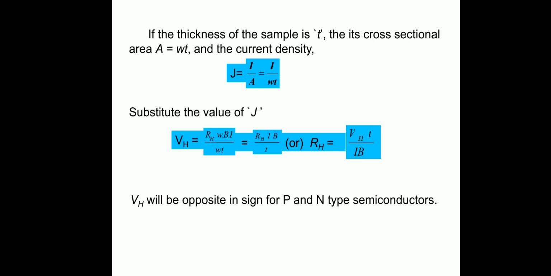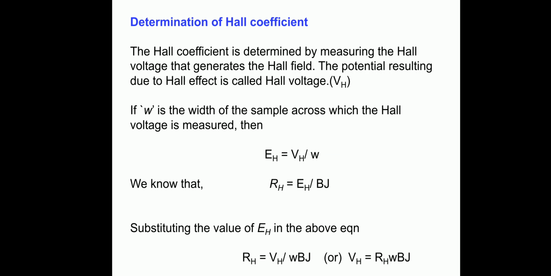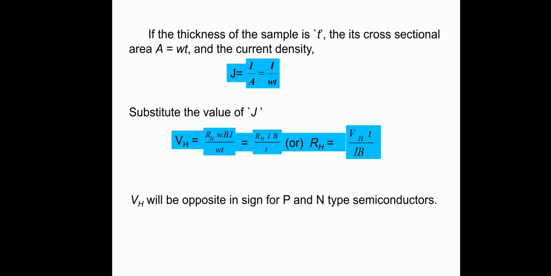Next we can take the thickness of the sample as t, and the cross-sectional area A. Then A is equal to width into thickness, that is W t. Then we can write the current density as current per area, or I by W t. Then we can replace J here, as V_H is equal to R_H W B J. In that J we are replacing as I by W t. So you will get V_H is equal to R_H W B I by W t. So you will get it as R_H I B by t, where t is the thickness, or from this we can find R_H is equal to V_H t by I B.